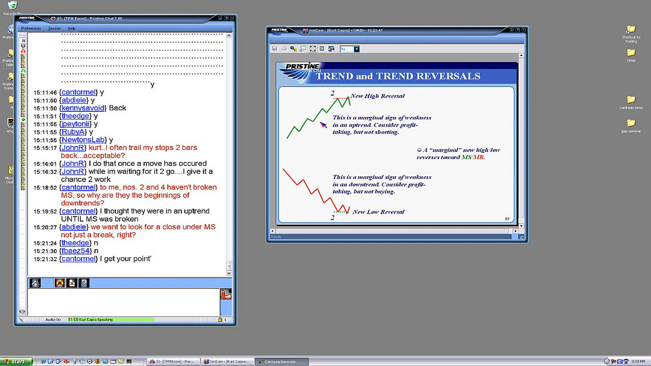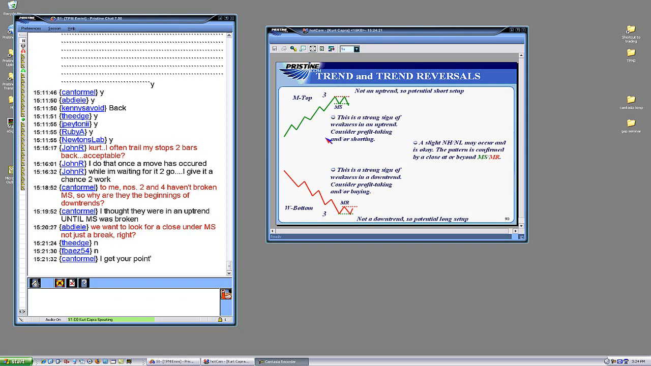Now, again, we're breaking down each of what we were just looking at. This is a marginal sign of weakness in an uptrend. We want to consider profit taking, but not necessarily shorting, because again, we still have not yet violated major support or major resistance. And so this, like it says here, is just a marginal sign of weakness. We're not yet looking to go against the prior trend.